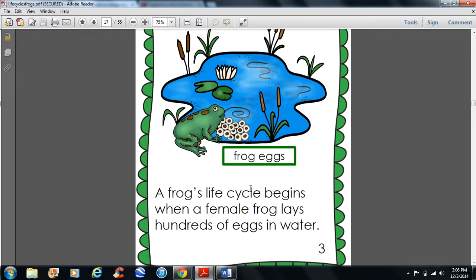Frog eggs. A frog's life cycle begins when a female frog lays hundreds of eggs in water. You see there's the eggs. I showed you a picture of eggs a minute ago. And as you see, they kind of have it illustrated in the picture. The frog eggs are laid usually along the banks or under lily pads, which are usually close to the edge of the water. And the reasoning is because these little grassy areas and rocks that are in the water, the eggs can hide up under, and so other fish and other animals cannot eat them, and they stay protected.